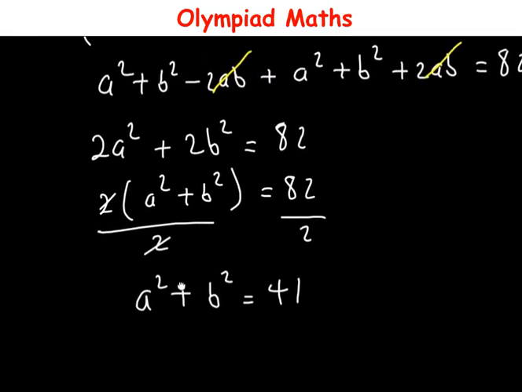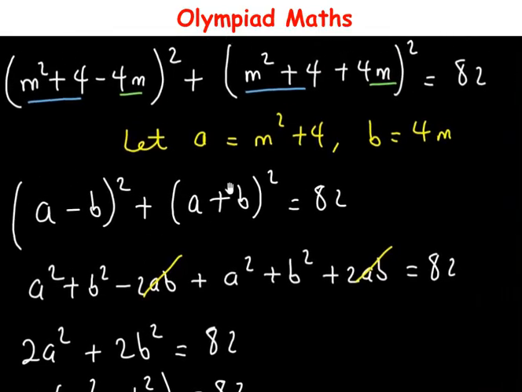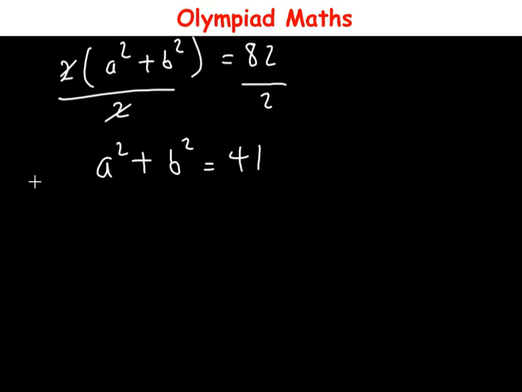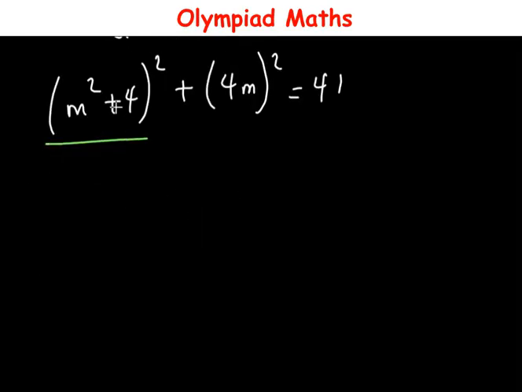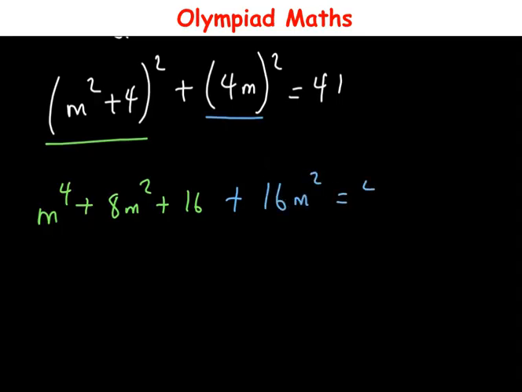Now, at this junction, we said from here, let a equals m squared plus 4 and b equals 4m. So we replace back a with this and b with this. So we have this in brackets, a is (m squared plus 4) all raised to power 2 plus b was 4m, (4m) all squared is equal to 41. Now, if we expand this bracket, we're going to have m raised to power 4 plus 8m squared plus 16. And also, if we expand (4m) squared, this becomes 16m squared is equal to 41.